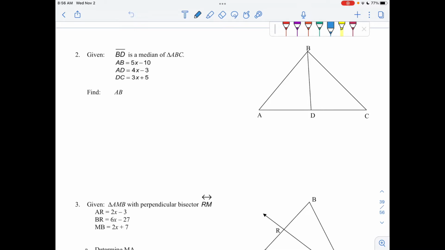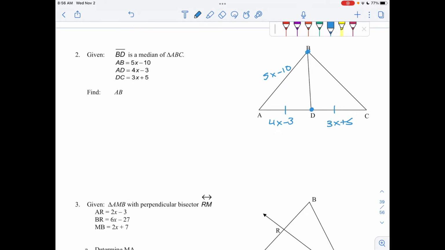So when I read this problem, it says that segment BD is a median, and I know that a median crosses through a vertex and a midpoint. So because this is a midpoint, I know these two segments are congruent, and I'm going to mark them accordingly. Then I'm going to label all of my quantities. Segment AB is 5x minus 10, segment AD is 4x minus 3, segment DC is 3x plus 5.